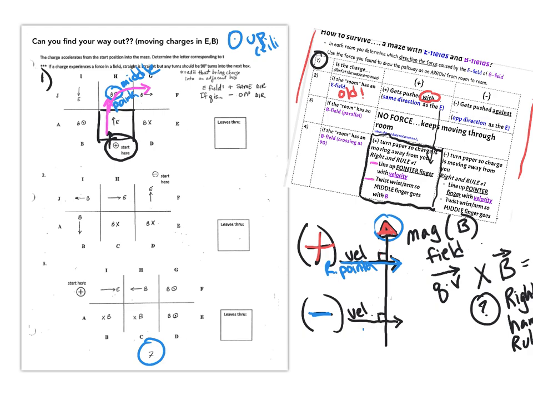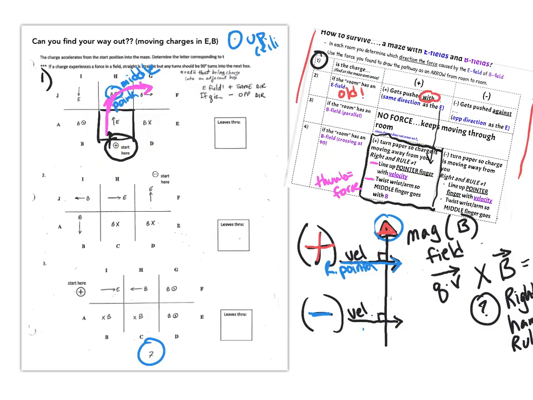And actually, it looks like I cut off the screenshot. Your thumb equals the direction of force. So in this case, it pointed to the right. So we've got 2 rooms completed, and we've got 1 more room.